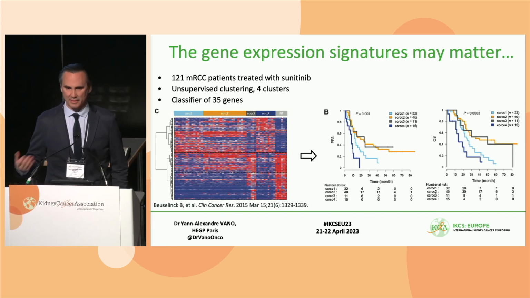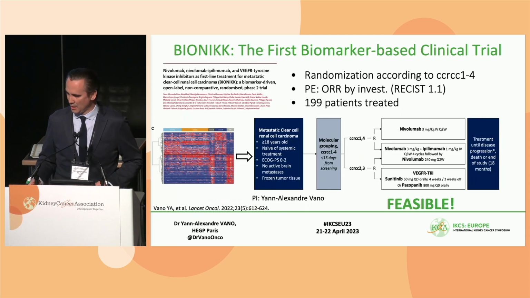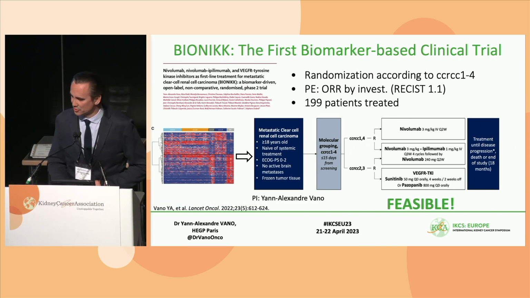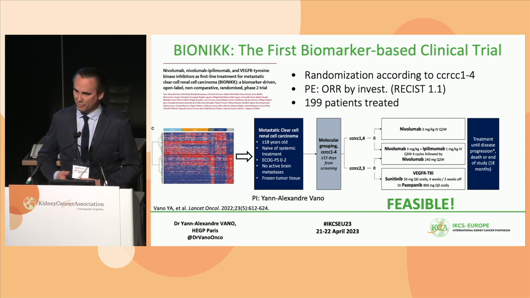And just to remind that 8 years ago, we already described a 4-molecular group by unsupervised clustering in 100 patients treated with sunitinib. And we found 4 different molecular groups were associated with distinct biological profile, distinct TME infiltration, and distinct sensitivity and resistance to sunitinib, with CCRC1 and CCRC4 being the worst prognosis. And based on this preliminary data, we launched the Bionic trial that we already talked this morning, where we randomized patients in first-line metastatic setting between Nivo, Nivo-EP, and VEGFR TKI according to the molecular group.